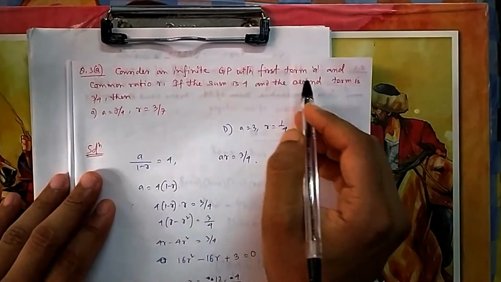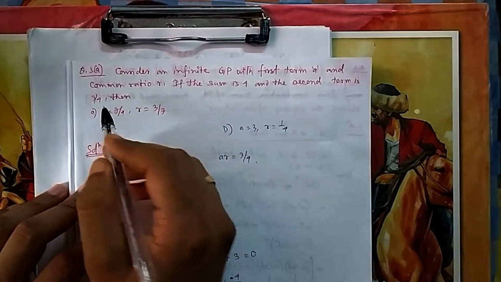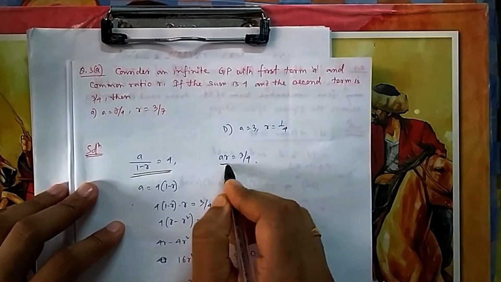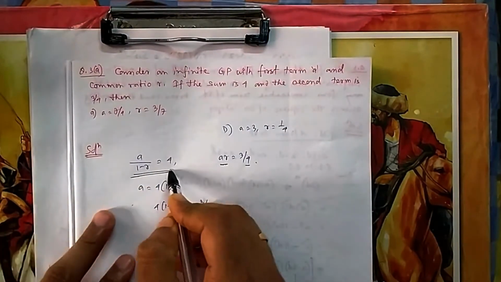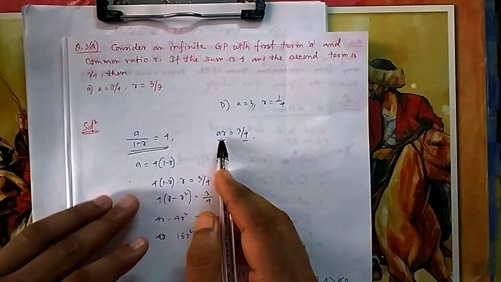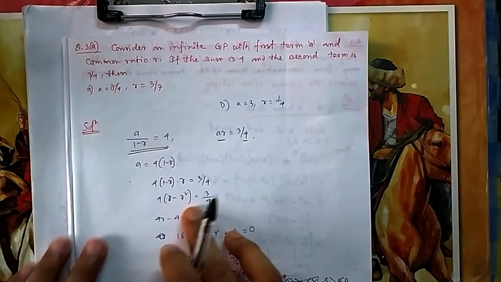Consider an infinite GP with first term a and common ratio r. If the sum is 4, then the second term is 3 by 4. So everything is given to you, and the second term is given as 3 by 4. The sum is the infinite sum, so the infinite sum is given as 4 and the second term is 3 by 4. So from here you can calculate: you put the value of a, put this a here, and then you will find the equation of r.